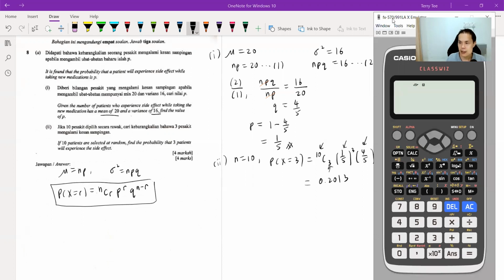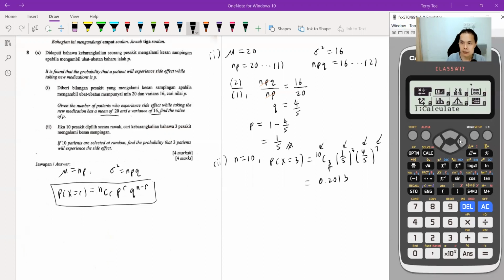By the way, if you have this calculator, you can do the same. It looks like this. We press mode, go to 7 for distribution. You go to number 4 for binomial PD, go to 2 for variable, press x equals to 3 and n equals to 10. My p is 1/5. There you go, 0.2013. Okay, so that is just the first part, binomial.